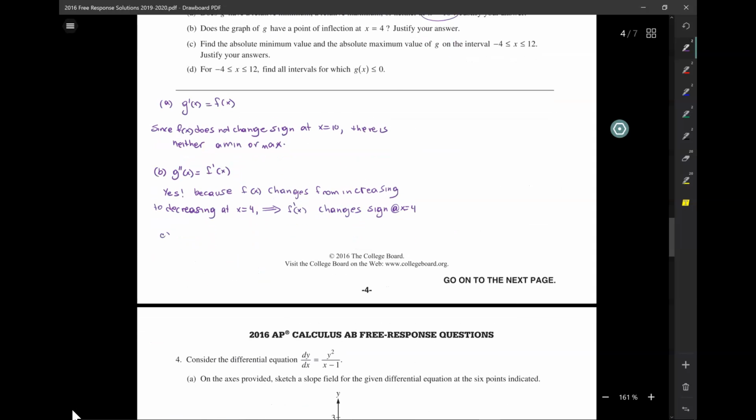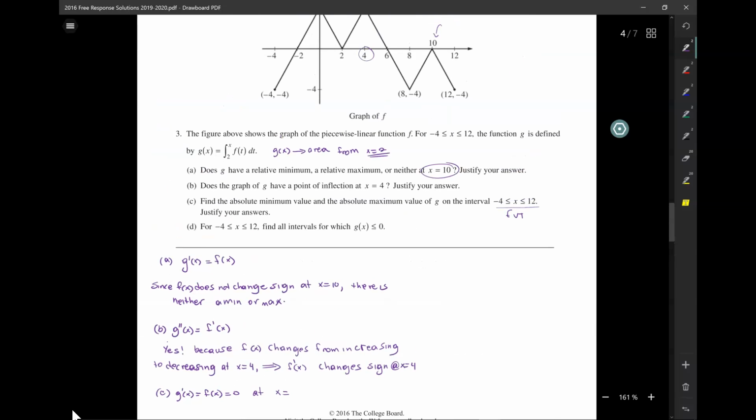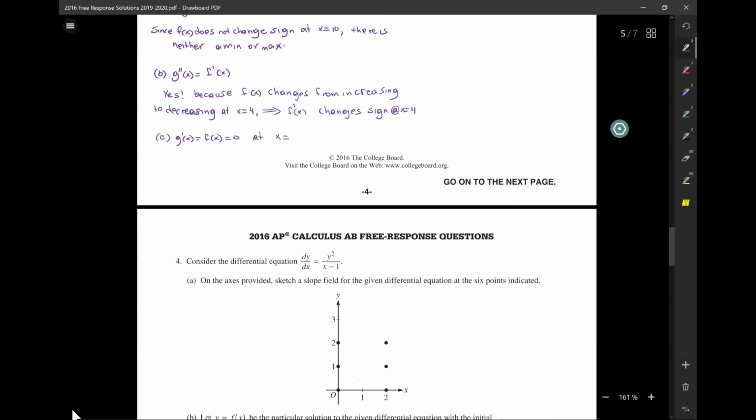C. Find the absolute minimum value and the absolute maximum value on the interval negative 4 to 12. Okay, this looks like a closed interval, huh? And we want extrema, so this is EVT, the extreme value theorem. So first we have to find the critical points, where g prime is equal to 0. So g prime of x, which is equal to f of x, is equal to 0 at x equals what? Negative 2, 2, 6, and 10.